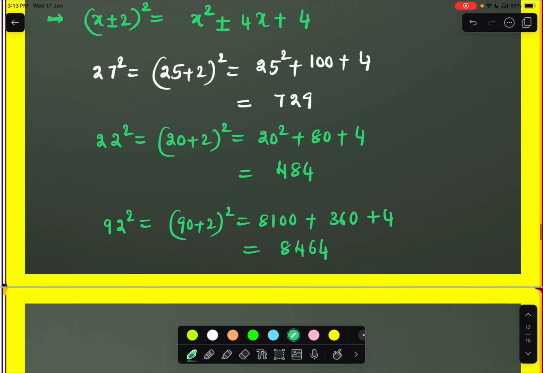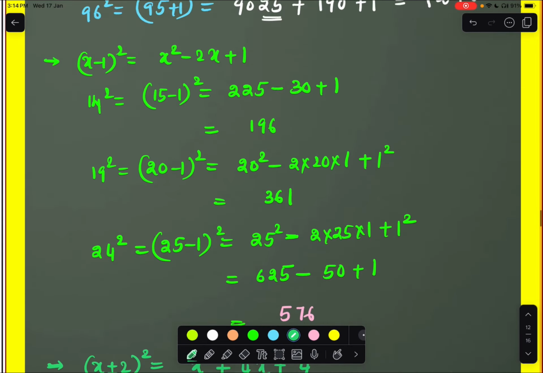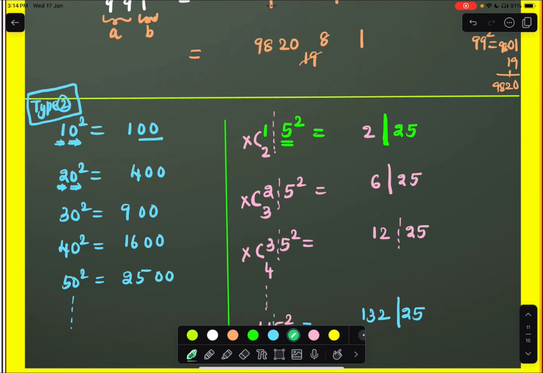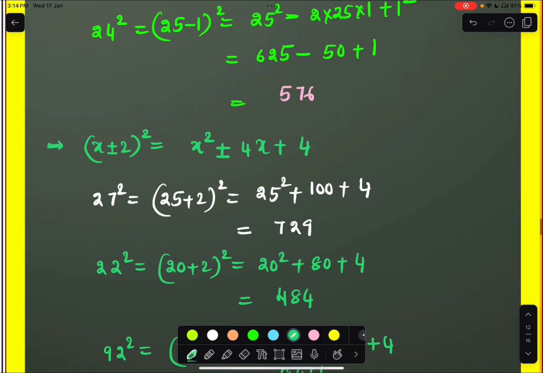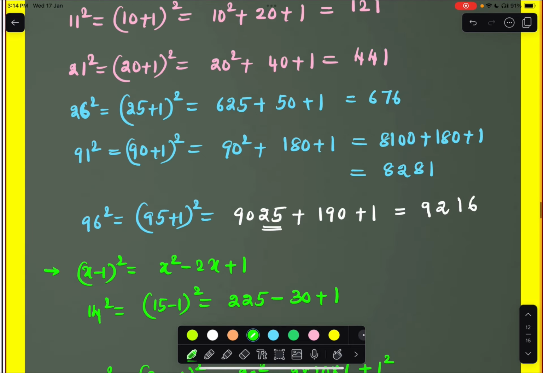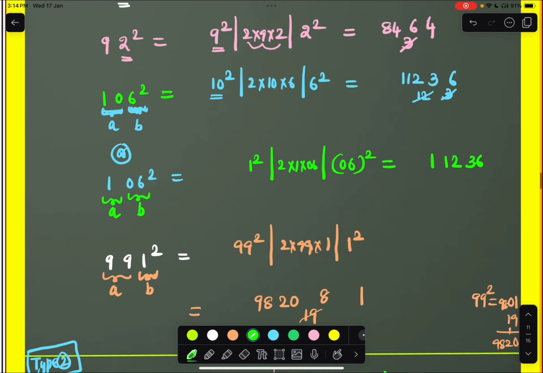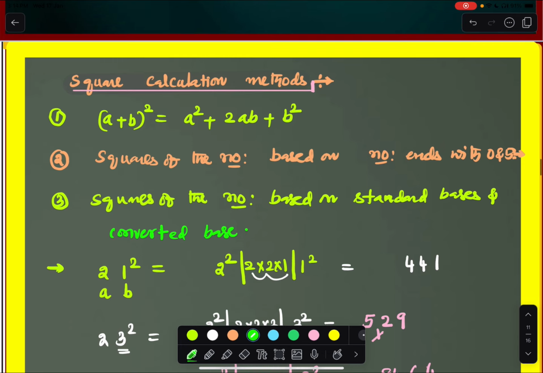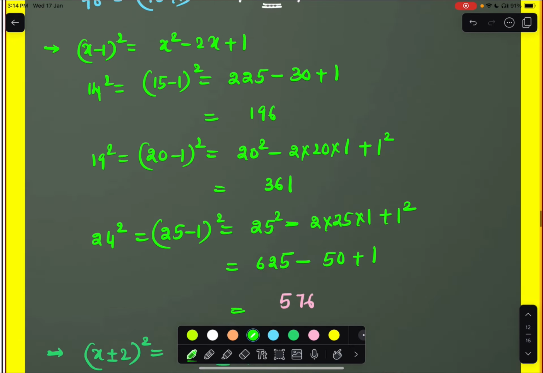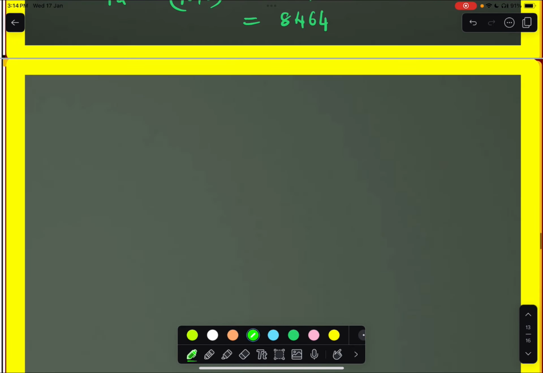So by keeping on practicing this type of numbers, with the help of numbers ending with 0 and with the help of numbers ending with 5 alone, we can find squares of all category numbers, right? So it is one technique. It is also a simple technique, and we'll go to the next technique, right? Squares of the numbers, based on standard base and converted base, convenient base, right? How we can calculate that particular type also, we'll see that, right?